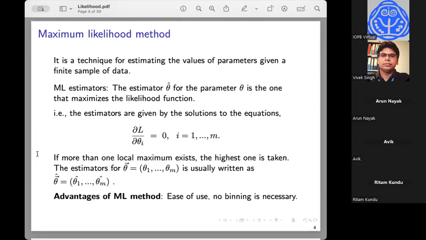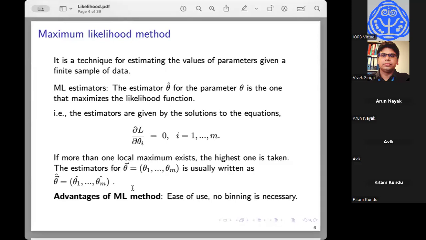Sometimes it is possible to do it analytically if the functional form of L is well known, or you may have to do it numerically. If we have more than one local maximum, then you can take the highest one. The estimators theta, this vector of theta, means you may have more than one parameter, so it will usually be written as the vector theta hat.